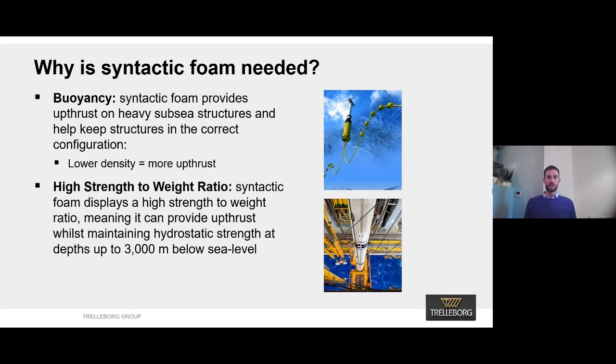The lower the density of the foam means that more upthrust is provided, and the higher the strength means that the deeper the syntactic foam can be used. So the ultimate goal of syntactic foam is to have as high a strength to weight ratio as is possible.